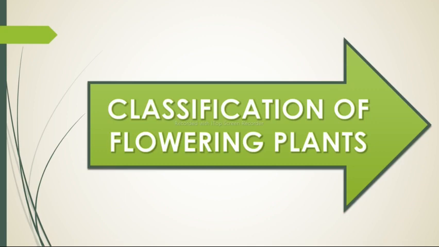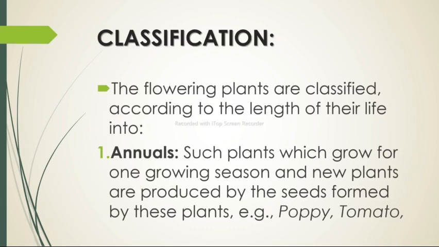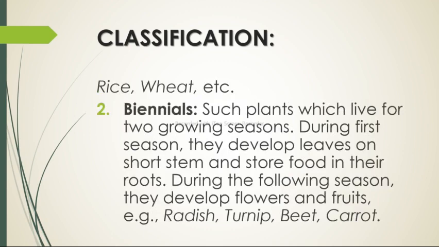Next, I am going to discuss classification of flowering plants. The flowering plants are classified according to the length of their life into, first type, the annuals. Such plants grow for one growing season, and new plants are produced by the seeds formed by these plants. Examples are poppy, tomato, rice, wheat, etc.